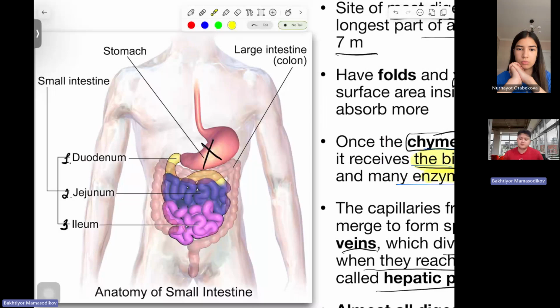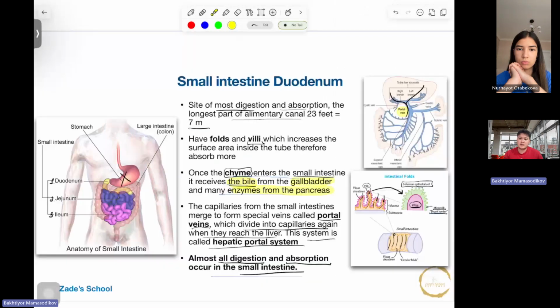Many processes happen in the small intestine. The longest part of the alimentary canal is the small intestine. It is 7 meters long, or 23 feet. It has folds and villi to increase the surface area.